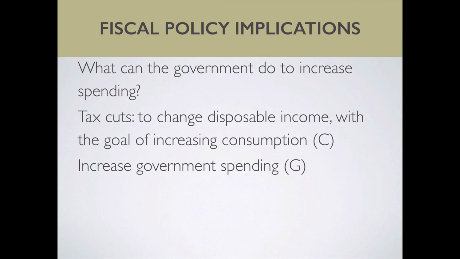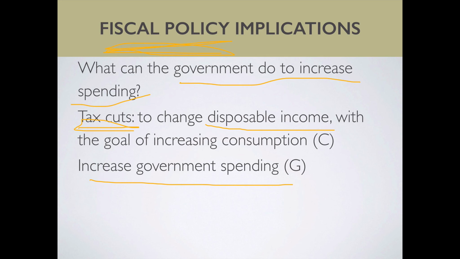Okay, so let's talk about the fiscal policy implications. Fiscal policy means government spending, what the government does in terms of spending and taxation. So if we're interested in this question, what can the government do to increase spending? Well, there's a couple of classic things. If we want to have an impact on consumption, very simple: we can do tax cuts. So we want to change people's disposable income. We can raise consumption if we do that. We can simply cut their taxes, or we could increase government spending.